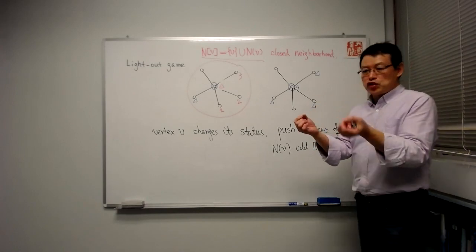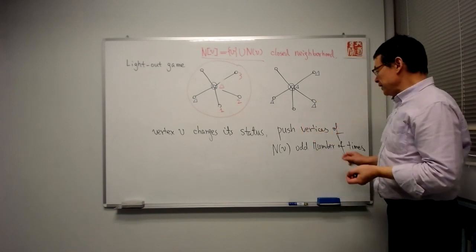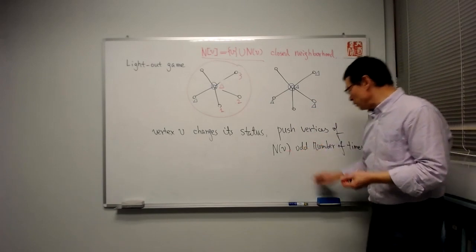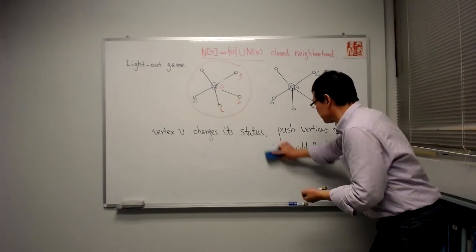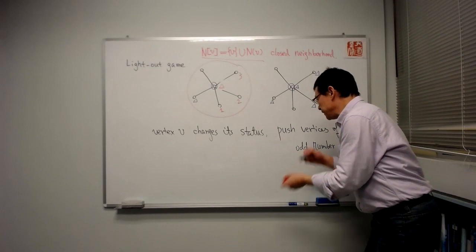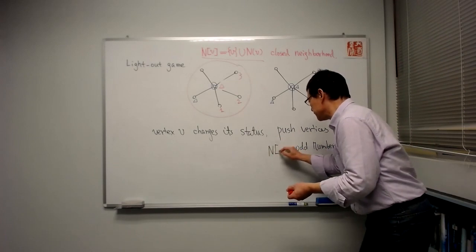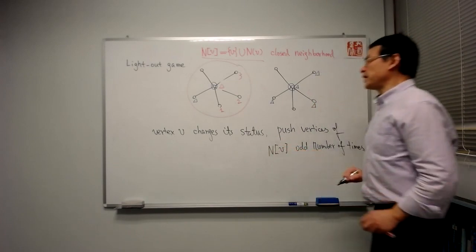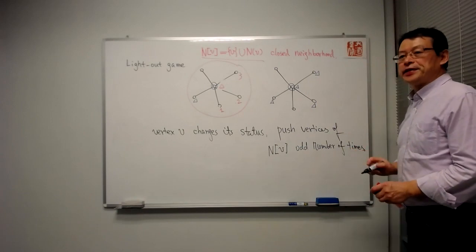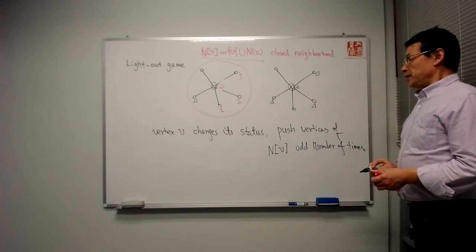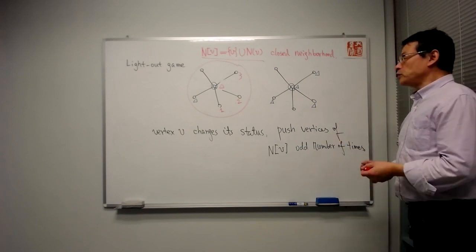So the status of a vertex will change if and only if the number of times we push its closed neighborhood is odd, because the vertex itself also counts. All right, that's very important. So that's how we see when the status will change.